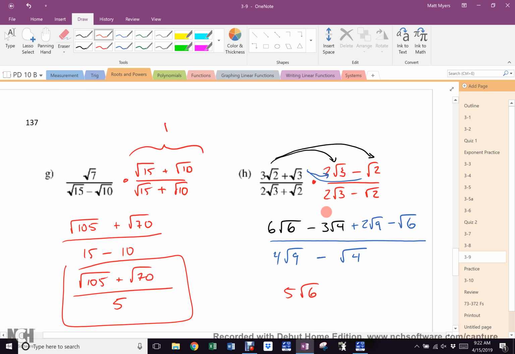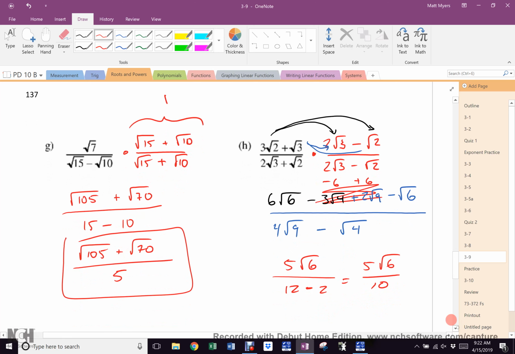What is the square root of 4? 2. So that is negative 6, isn't it? What is the square root of 9? 3. What's 2 times 3? So that's positive 6, isn't it? So what happened there? They disappeared anyway. So I got 5 root 6 over, what's the square root of 9? What's 4 times 3? 12. Minus, what's the square root of 4? 2. 5 root 6 over 10.